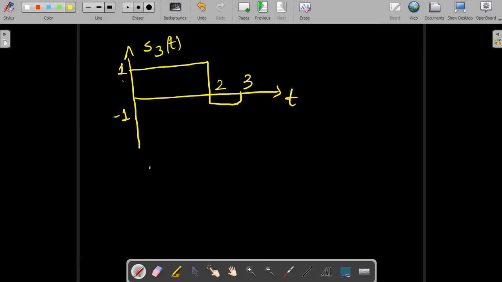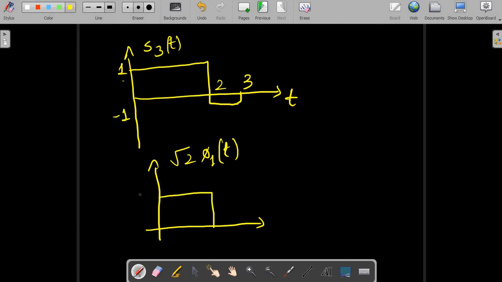Then we have root 2 times phi 1(t). Let us plot root 2 times phi 1(t), and then we will subtract these two things. We already know phi 1(t) has magnitude 1 by root 2, so multiplying by root 2, we are left with magnitude 1. That's it.